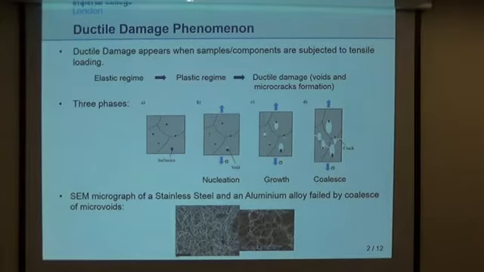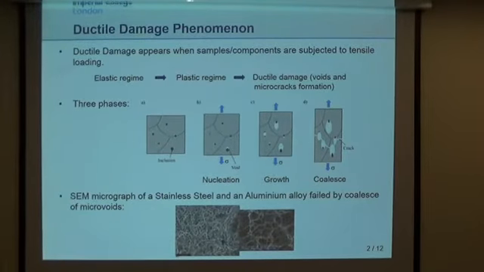So ductile damage, as probably all of you know, is the type of damage that appears in metallic materials when they are subjected to tensile stresses and strains. So materials initially work in the elastic regime, and when they surpass the yield stress, they enter the plastic regime, and at some point of the plastic regime, small voids and micro cracks start to appear within the material, and that's what we call ductile damage. This type of damage can appear right after plastic strain starts to accumulate, so right here, or depending on the material, it can appear after some plastic strain has accumulated.